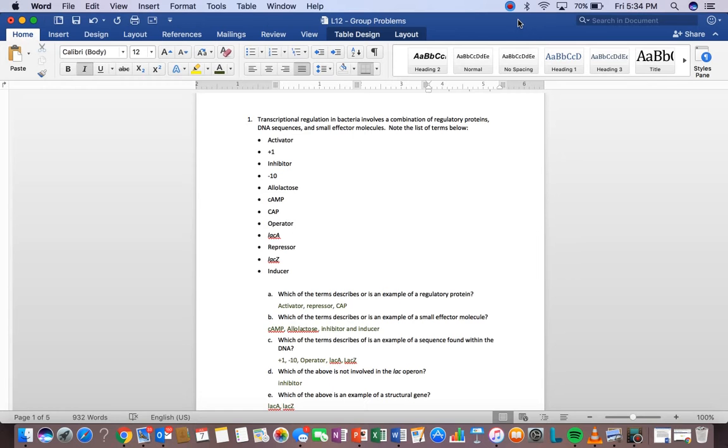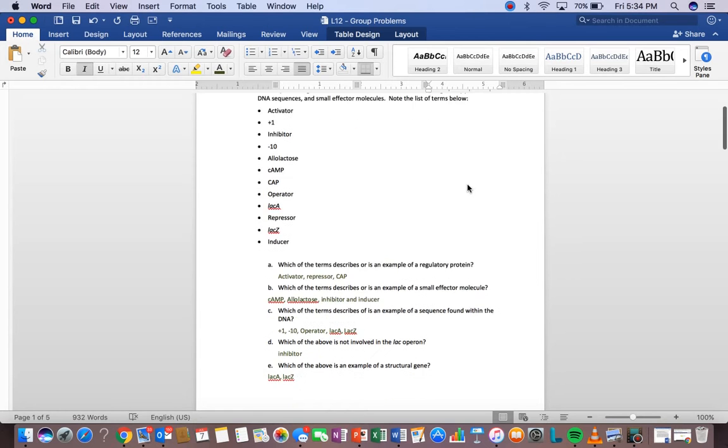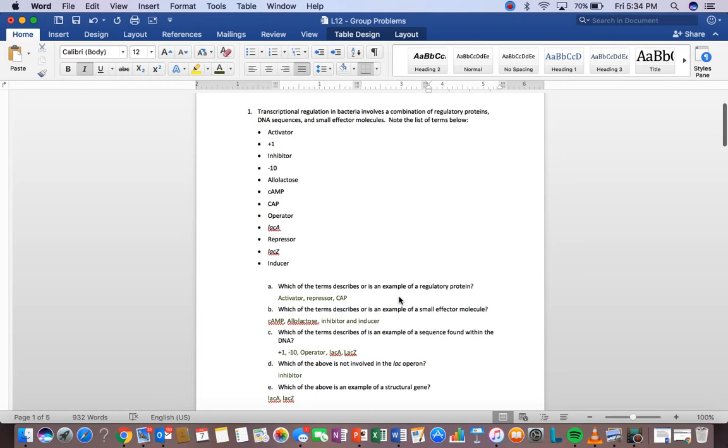Okay, so for question 1, it pretty much gives us a list of terms here, and then on part A it asks which of these terms describes or is an example of a regulatory protein. So for here, because it's just asking for the actual proteins, we put activator, repressor, and the CAP. For part B, it asks which of these terms describes or is an example of a small effector molecule. We put cAMP, allolactose, an inhibitor, or an inducer.